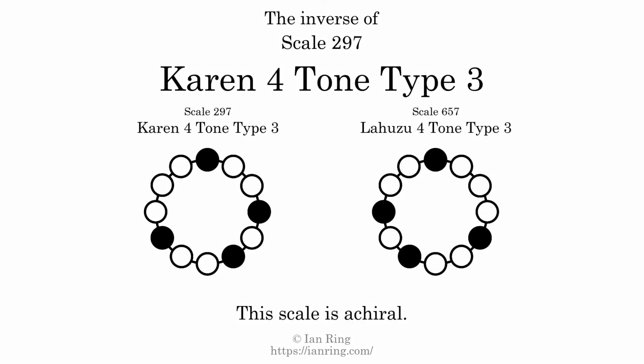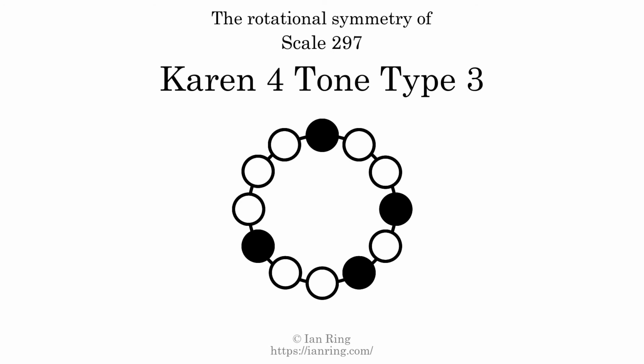The inverse of a scale is a mirror image. It is what you get when the sequence of intervals is reversed. The inverse of this scale is scale 657, also known as LaHusse 4-tone type 3. This scale is achiral, since it can transform into its own reflection by a rotational transformation. This scale has no rotational symmetry.